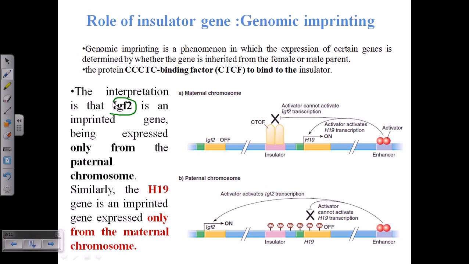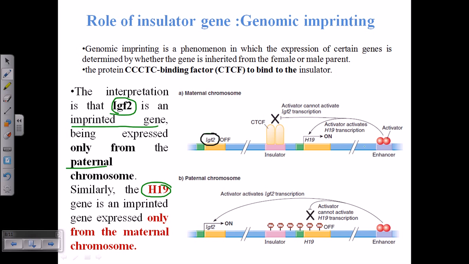For example, gene IGF2 is an imprinted gene, and those genes which are under the control of genomic imprinting are called imprinted genes. So as an example, IGF2, which is an imprinted gene, can be expressed only from the paternal chromosome. On the other hand, H19 can only be expressed from the maternal chromosome. If you look at this picture, it will be clear to you. So let me change the color. Here it is IGF2, which needs to be expressed from the paternal chromosome, but not from the maternal chromosome.